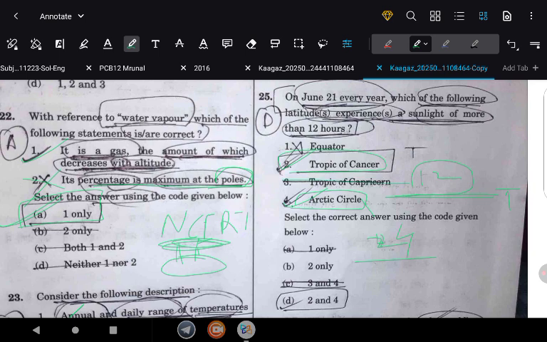So the Tropic of Capricorn and the equator can be removed. Again, this is also a PYQ, the June 21 summer solstice PYQ was asked a few years back, and it is also a very basic concept which can be covered from the NCERT.